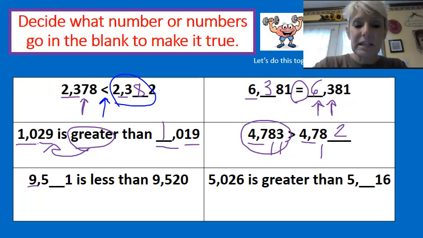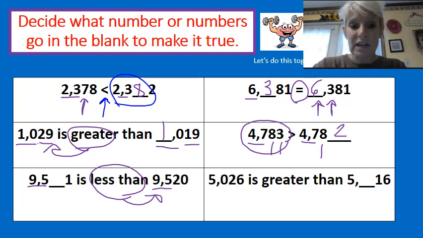Down at the next one, I'm going to continue using that same strategy, looking at this, but I have to pay attention. I need this number to be bigger, actually. This one has to be smaller. So my 9 and my 5 are the same. When I'm looking over here, I see that this is a 2, and I want the other side to be smaller than a 2. So if I place a 1 right there, I see that 9,511 is less than 9,520.